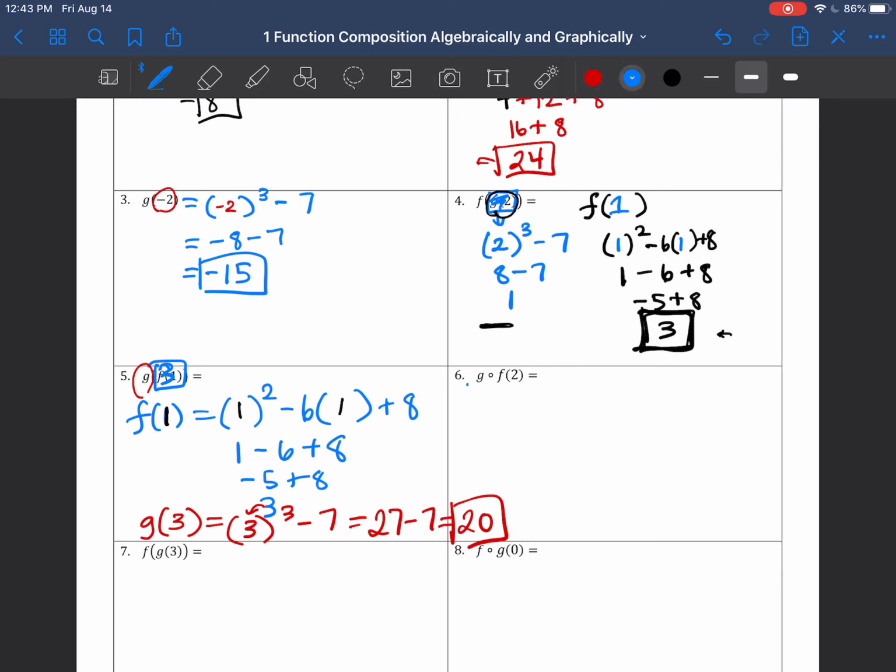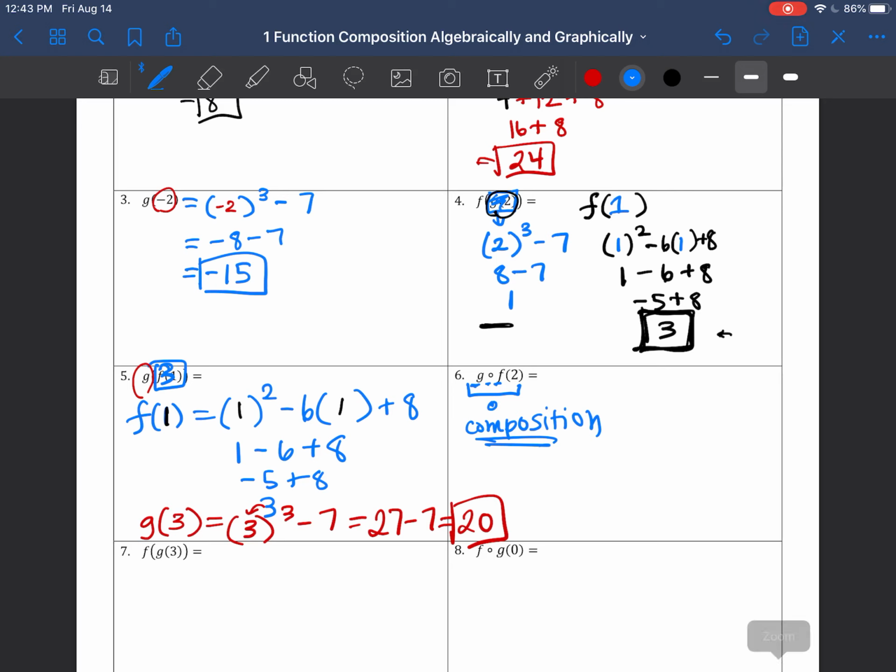Now we need to talk about notation. This open circle means composition. It does not mean multiplication. Composition. It says G composed with F. You will see that notation a lot in pre-cal, and so we need to talk about it now.